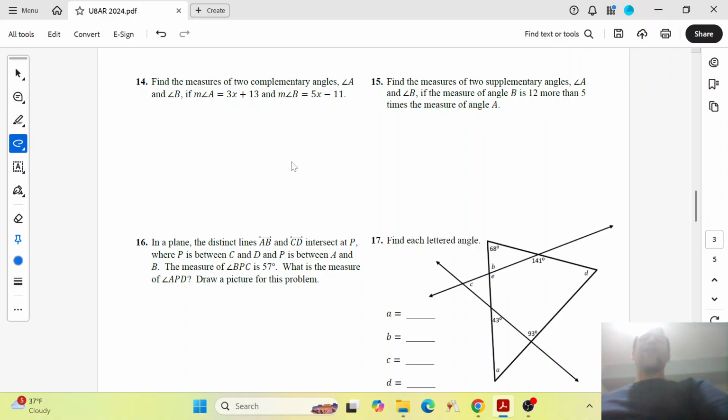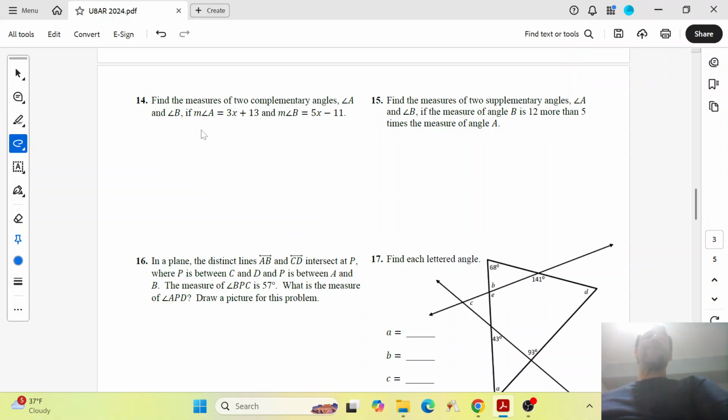So where we left off was on problem 14, 15. So keep on trying your best on the evens and odds. Pause me. Try it on your own first. So find the measures of two supplementary angles, A and B, if the measure of angle B is 12 more than 5 times the measure of angle A.